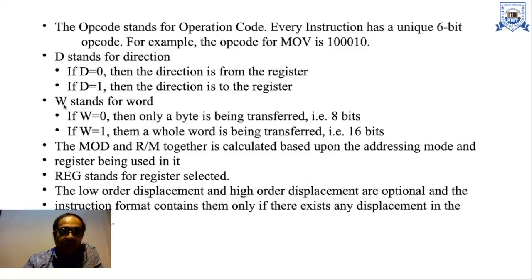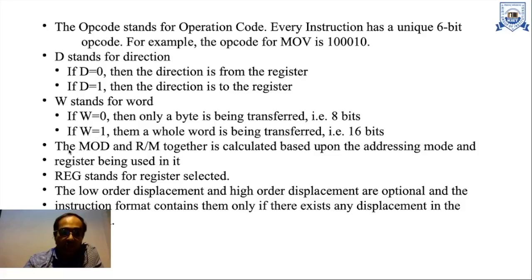The next field is W. W stands for word. If W is equal to 0, then only a byte is being transferred, and that is 8 bits. And if W is equal to 1, then a whole word is transferred, that is 16 bits. So we have to understand what actually is being transferred: 8-bit data, or the entire one word.